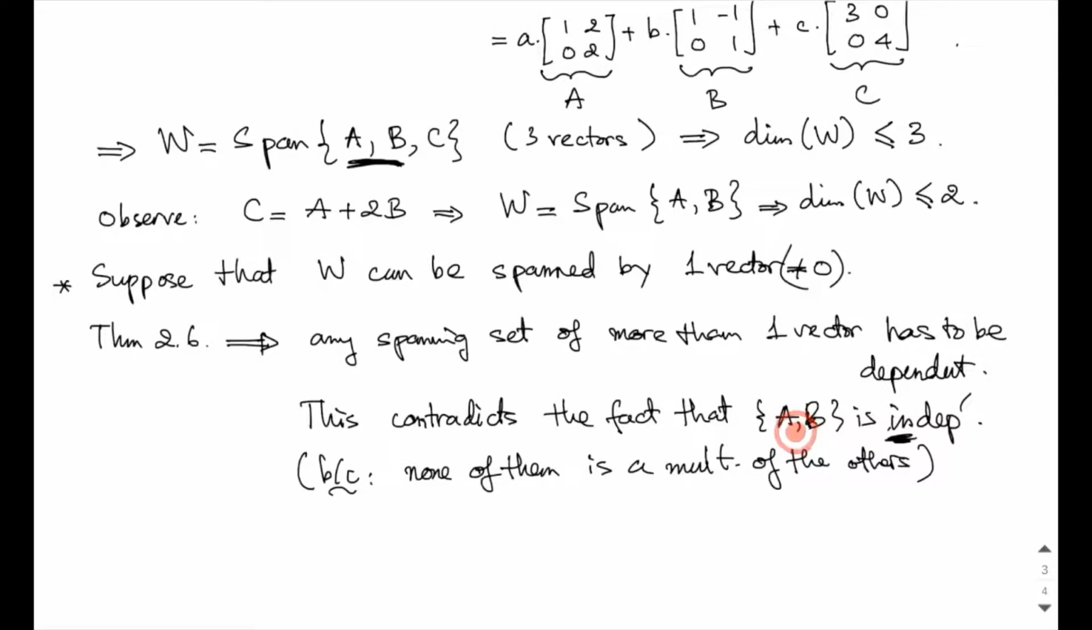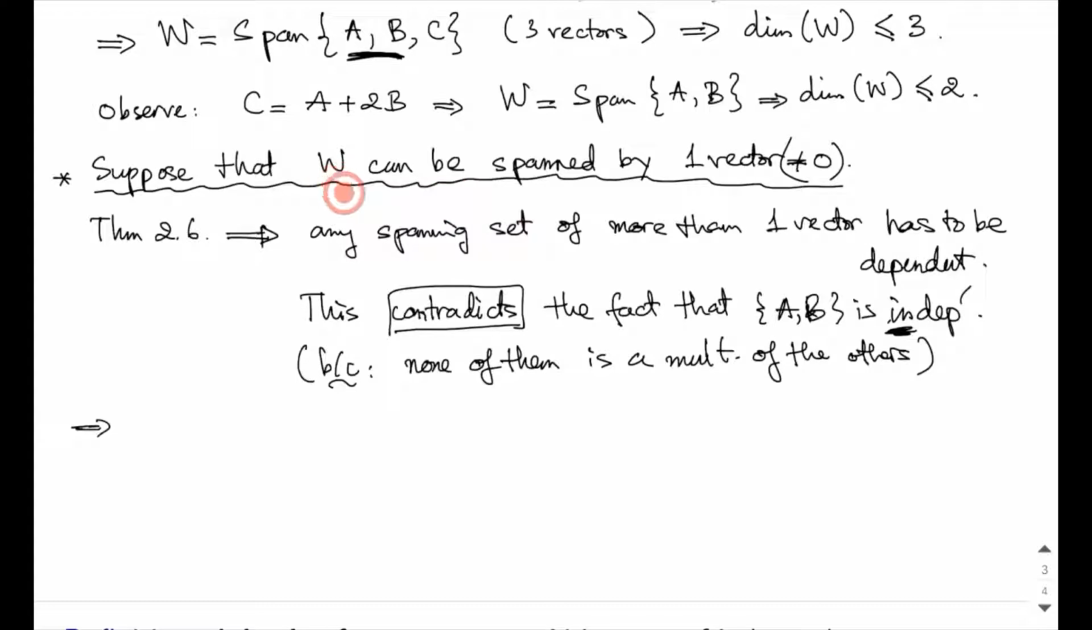If you have three vectors or more than three vectors, you have to set up the dependency equation because at that time, it's going to be a mess. Now, if you have a contradiction, that means what you suppose at the beginning is invalid. In other words, W cannot be spanned by one vector or fewer.